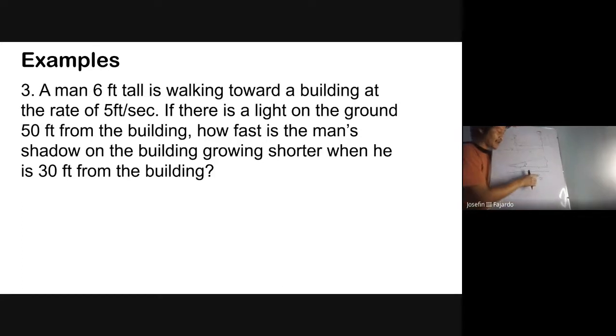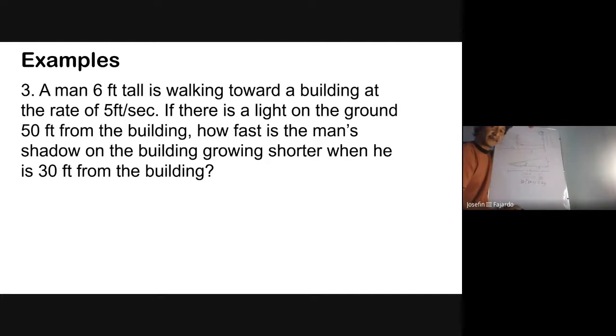Saan galing yung y? Ito, yung leg ng bigger triangle, di ba? Ito. And then 50 would be the other leg. Ito naman, ito yung isang leg na patayo at saka itong leg na pahiga naman doon sa maliit na triangle. Kaya meron tayong ganito. Okay? So, tanggalin natin yung denominator, cross multiply para mas simple. So, we can have 50 times 50 minus x, that will be equal to 6y.